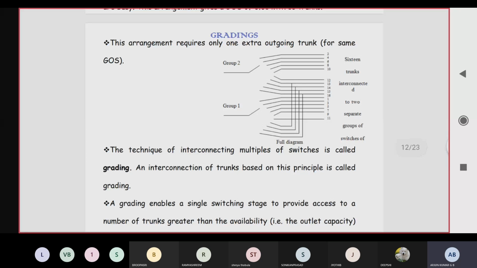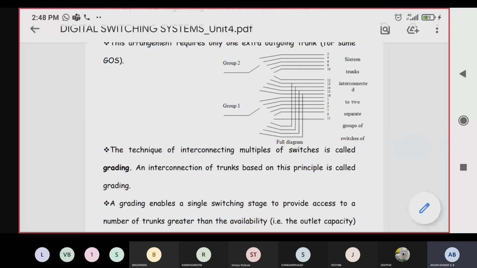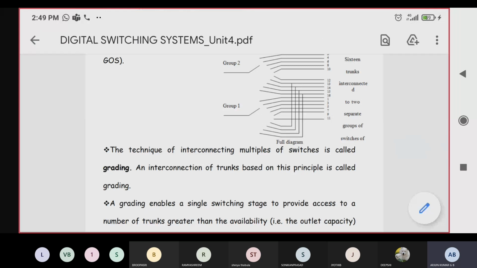Is it clear? See, once again I repeat: there will be 2 groups. Each group has 10 trunk lines. Group 1 and group 2, totally we have 20 trunk lines. These 20 trunk lines are separated into 2 groups, and each group will have 10 trunk lines.